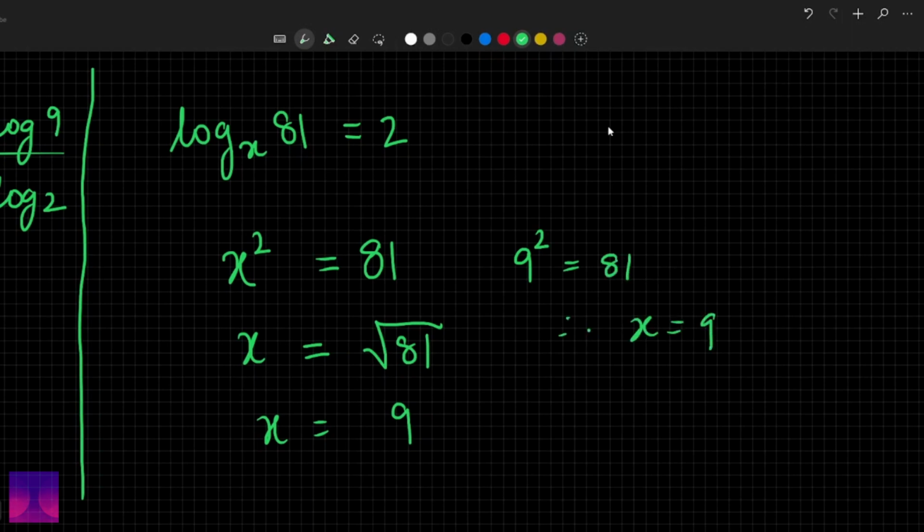So the answer is: log base 9 of 81 equals 2. Now, how do you check this? 9 to the power 2 will give you 81. So it's correct. Let's take another example.